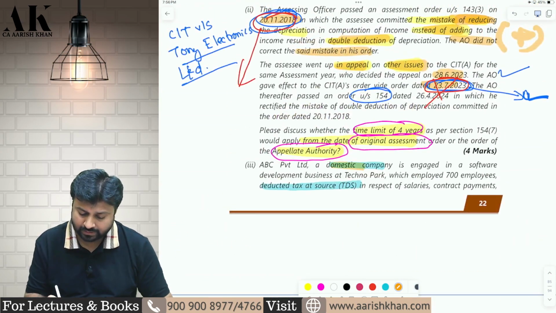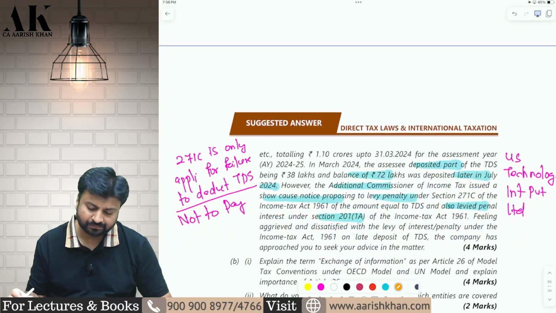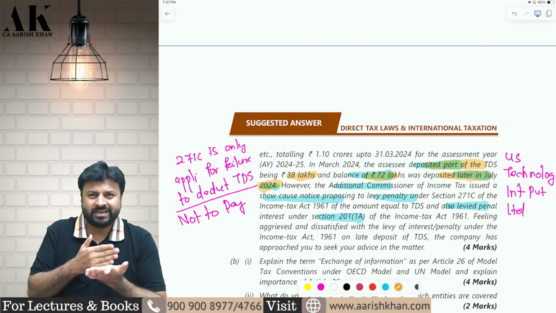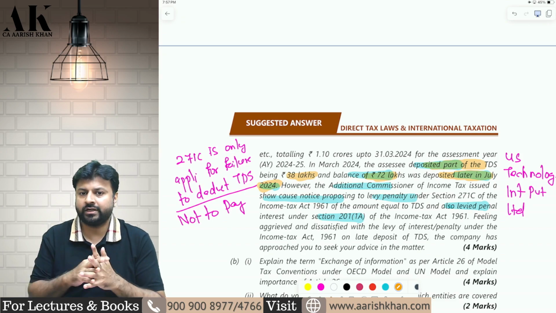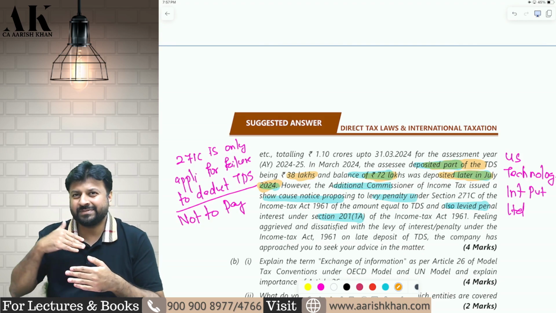Next one is what? There was a domestic company assessee with 700 employees. It has to deduct TDS in respect of salary, contract payment, etc. Now in March 2024, the assessee deposited part of the TDS, being 88 lakhs, and 72 lakh was deposited later in July 2024. Okay. So the assessee has deducted the TDS properly, but there has been some delay in depositing the TDS.